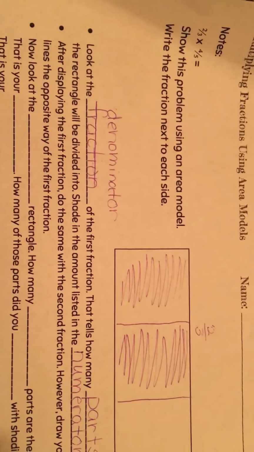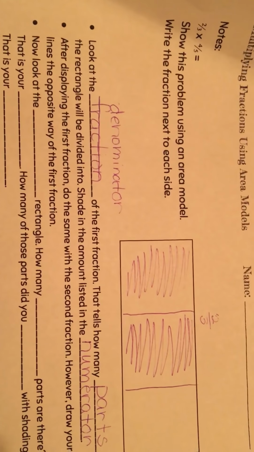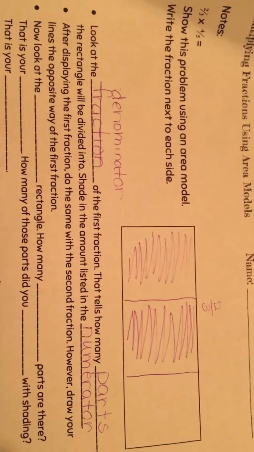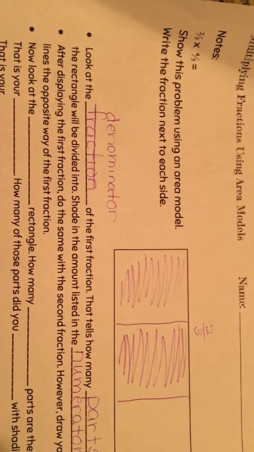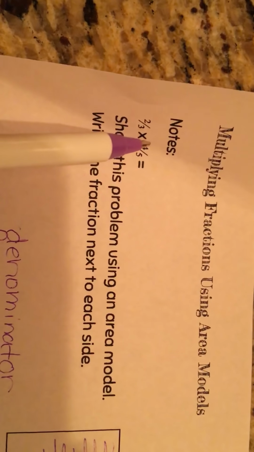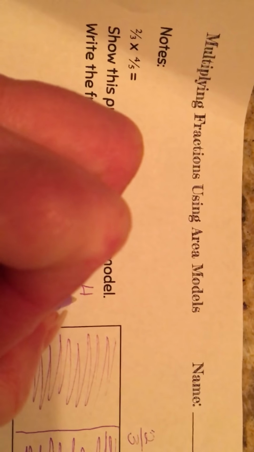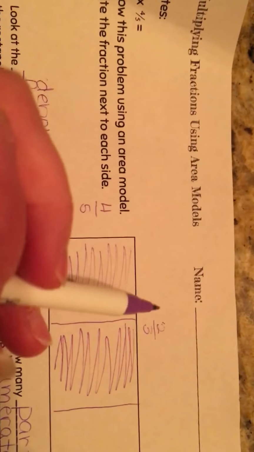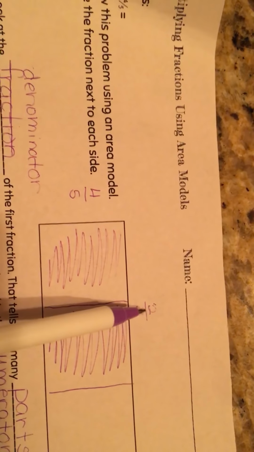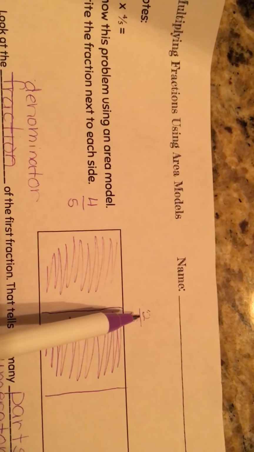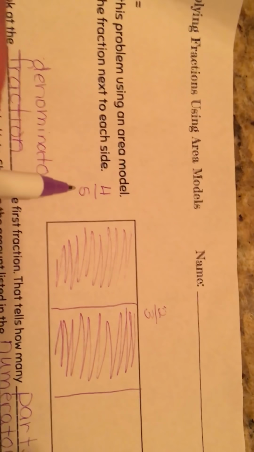So that's representing 2/3. After displaying the first fraction, I'm going to do the same with the second fraction. However, I'm going to draw the lines the opposite way of the first fraction. The second fraction that I'm looking at is 4/5, so I'm going to write 4/5 on this side. Since we're drawing area models, we're finding the area. I'm going to look at the denominator, and it says 5, so I'm going to draw 5 parts.